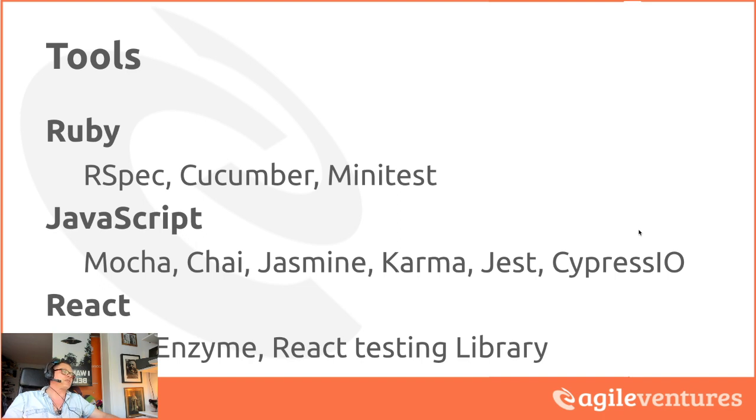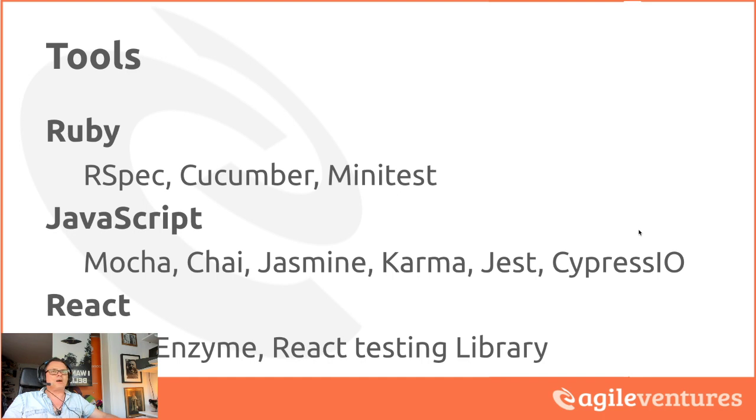So Minitest is another testing framework for Ruby. Not very interesting. We won't be covering that. In JavaScript, I would say Mocha Chai is the equivalent of what RSpec does for Ruby. That is what works best in JavaScript.